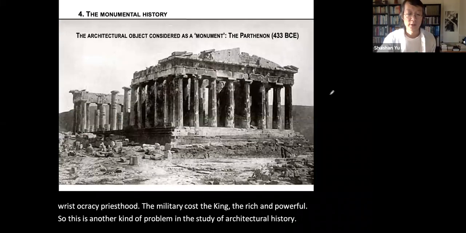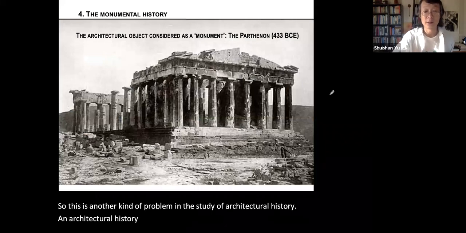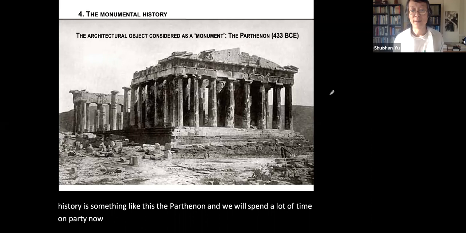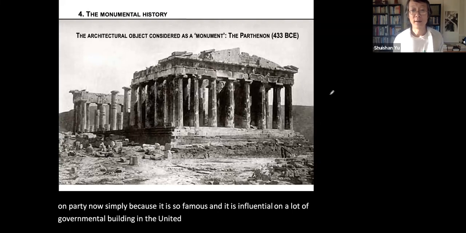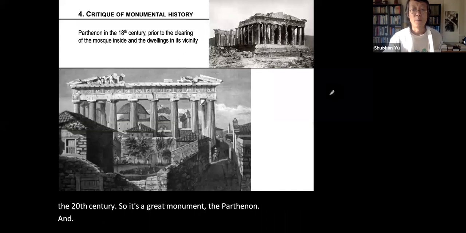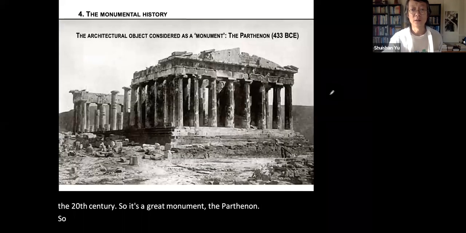And the quintessential monument for architectural history is something like this, like the Parthenon. And we will spend a lot of time on the Parthenon simply because it is so famous and it is influential on a lot of governmental buildings in the United States from the 18th century to the 20th century. So it's a great monument, the Parthenon. And so today, the Parthenon is like that.